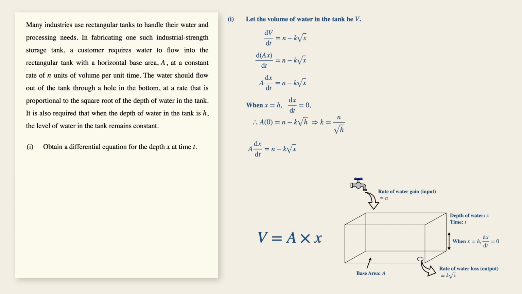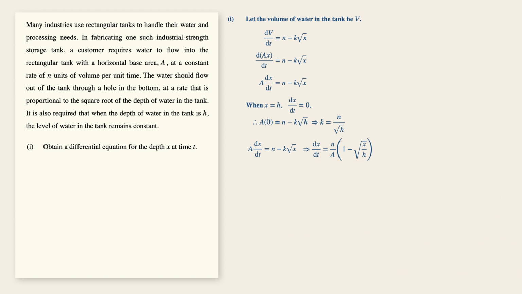Therefore, a dx/dt equals n minus k square root x, and this will give us dx/dt equals n over a times 1 minus root x over h. This can be done by simply substituting k equals n over root h into the expression here. So this is the answer for part 1.